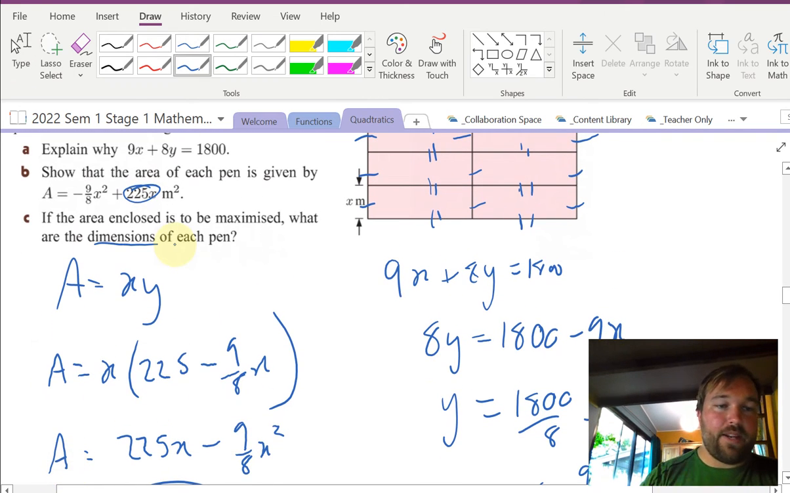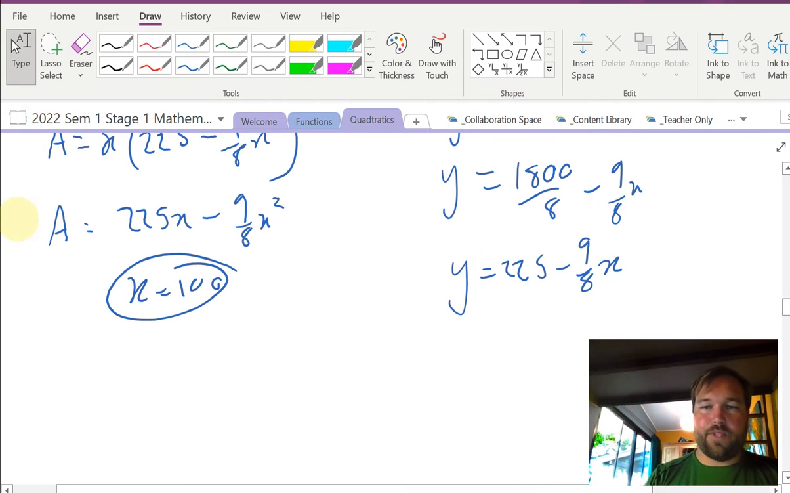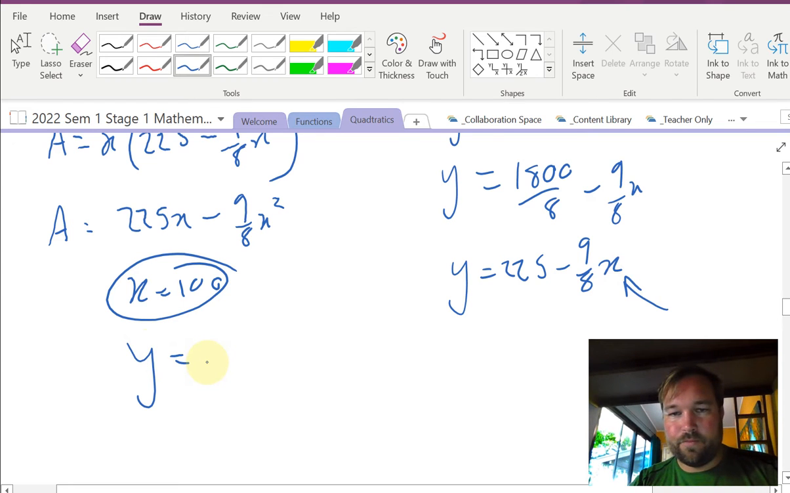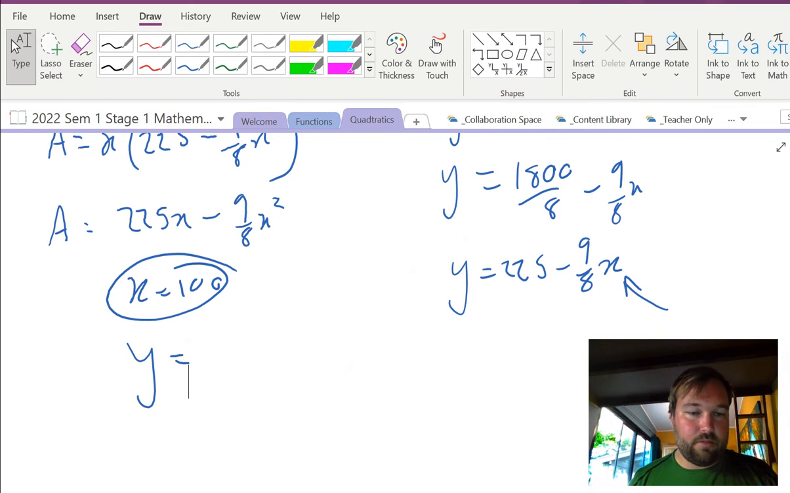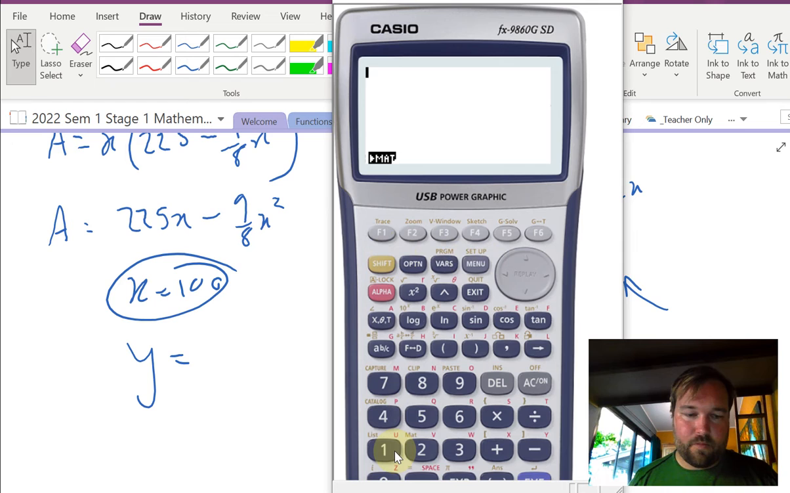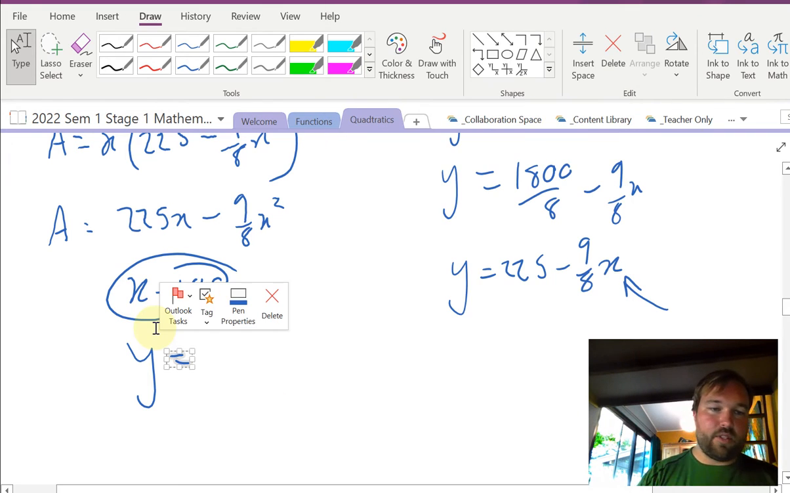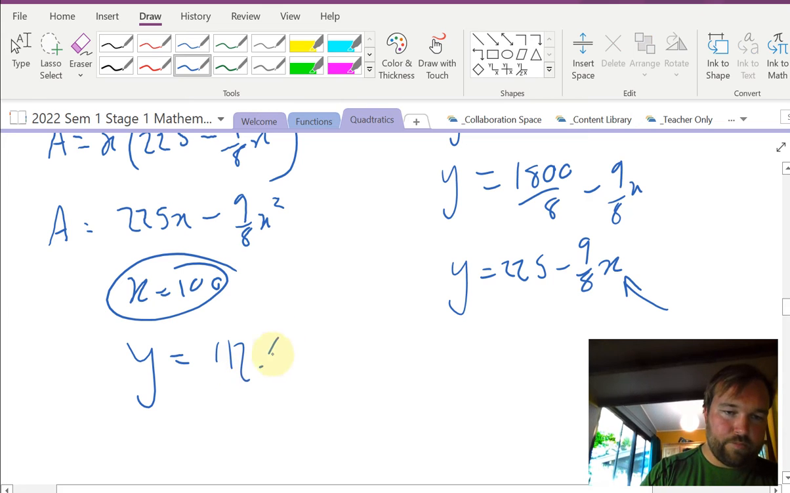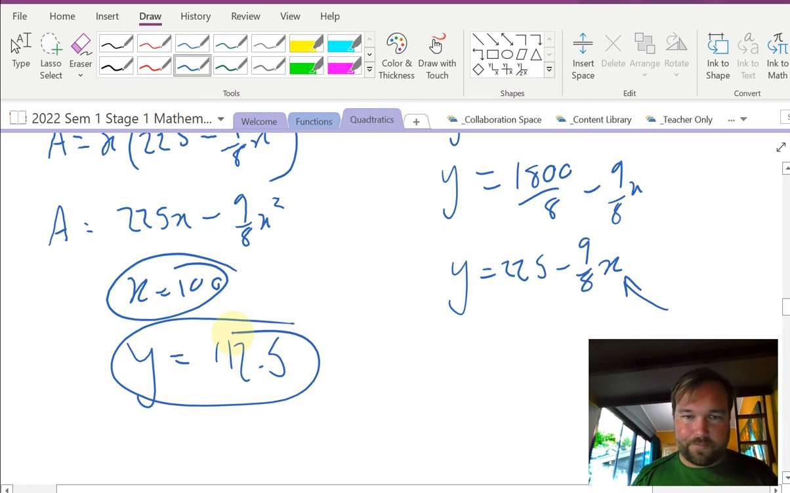What are the dimensions of the pen? Alright, well, if you know x is 100, you then need to find y. So you would sub 100 in there, and that would give you a y value. Which I actually don't really want to do, but okay, whatever. 225 minus 9 on 8 times 100. 9 over 8 times 100. 112.5. Cool. Easy.